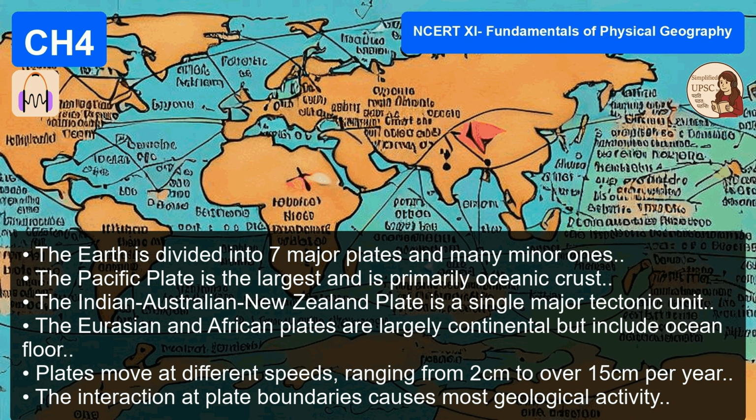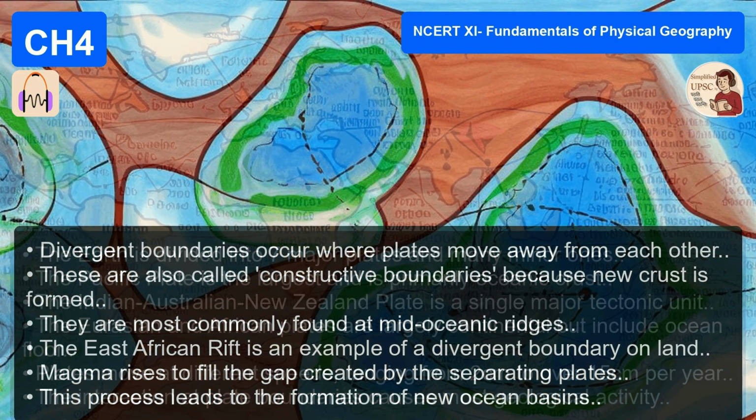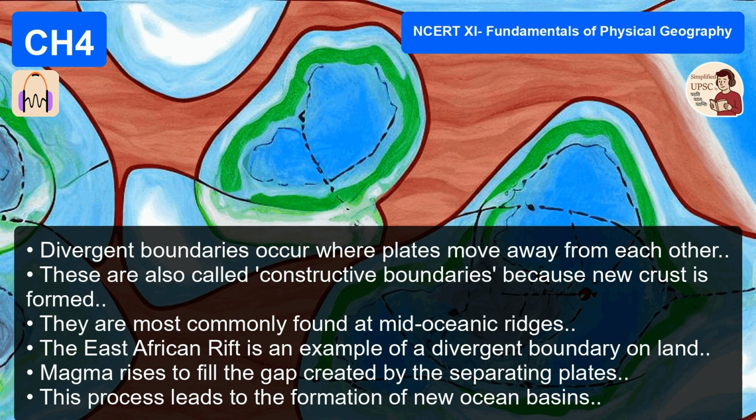Now, it's important to note this. The Pacific plate is almost entirely oceanic crust. It has very little land on it. Okay. Then you have the India, Australia, New Zealand plate. They're all on one plate. Number 6 is the Africa plate. And number 7 is the Eurasia plate.